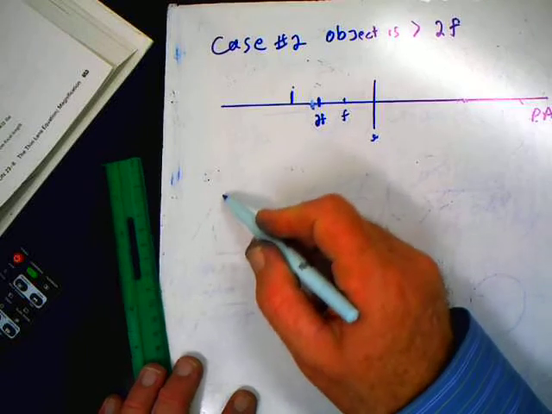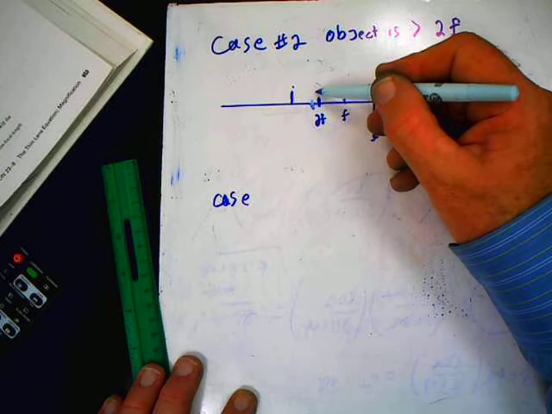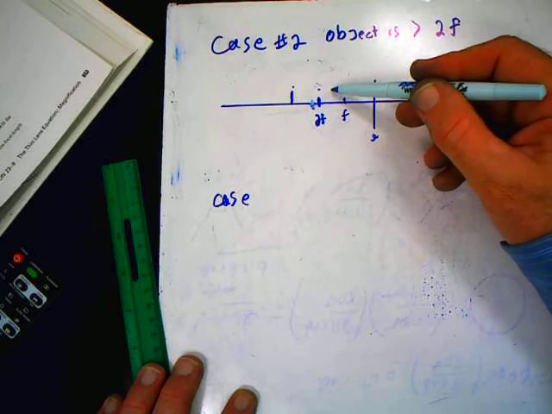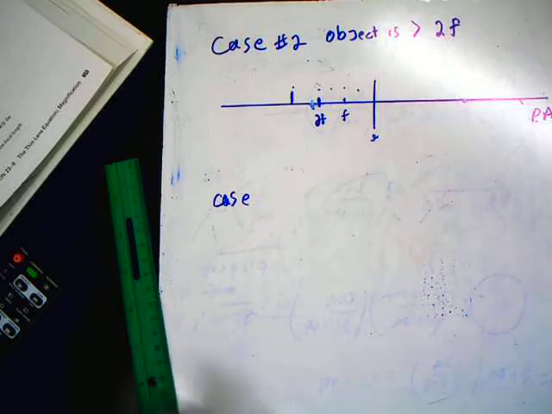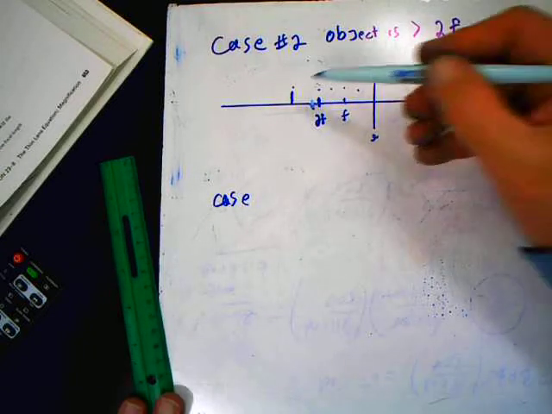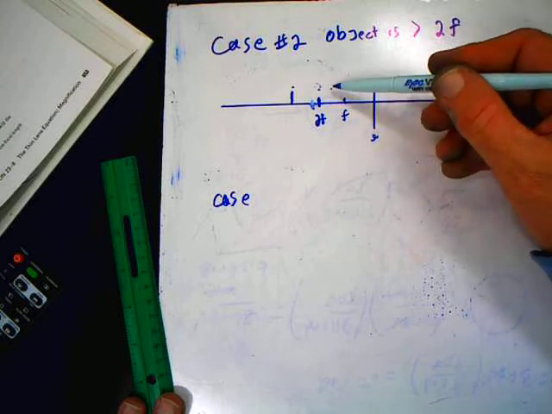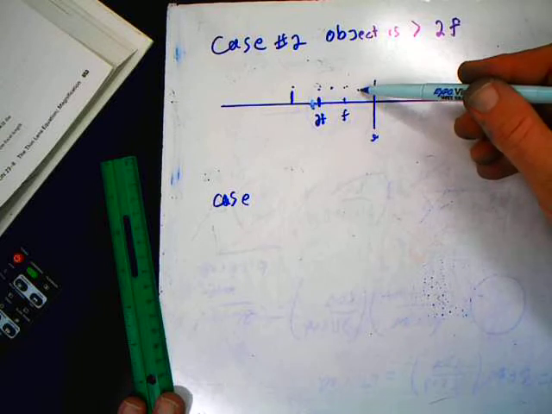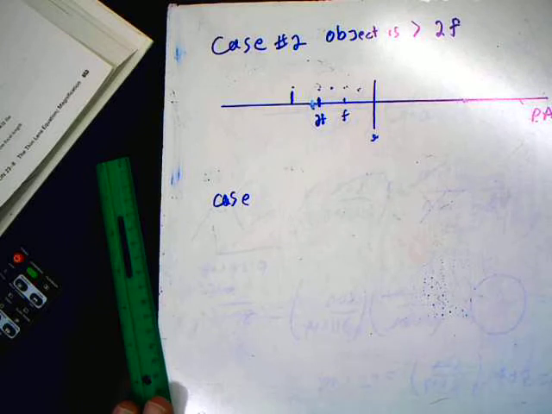I'll tell you ahead of time, case 3, I'm going to move it to here, right at 2F. Then I'm going to have case 4 be between 2F and F. Case 5 is at F. And case 6 is right there between F and the lens. So case 1's at infinity. Case 2 is beyond 2F. Case 3 is at 2F. And then there's one between 2F and F. There's one at F. Case 6 is right here between the focal length and the lens. That, by the way, is a magnifying glass.